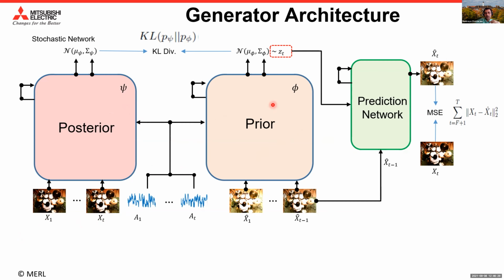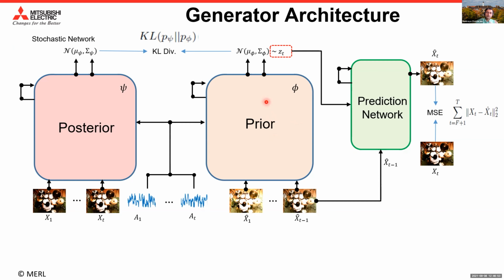And along with that is a prior network, which is taking as input the frames x1 to t-1, and along with it is supplied the audio stream as well, a1 to t. So with these respective sets of inputs, the posterior estimates a Gaussian distribution parameterized by psi, while the prior estimates another Gaussian distribution parameterized by phi, right?